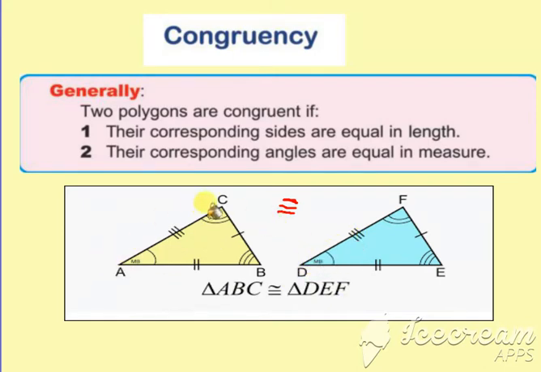So here, AC is congruent to DF, FE is congruent to CB, ED is congruent to BA. Okay, here AB is congruent to DE, BC is congruent to EF.